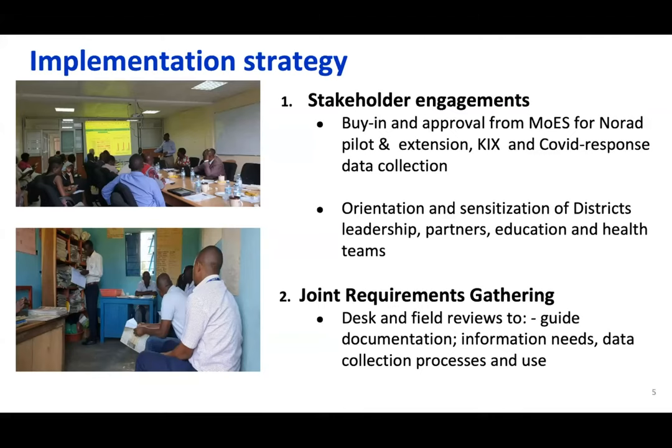We had to study, since most of us were from the health background, how the education EMIS works. This was through reviews of the previous systems, the current system, the data collection, and also going to the field, as you can see from the picture down there, in one of the offices of a primary school, trying to understand how the data is collected, analyzed, and transmitted at the school level. This was done jointly with the Ministry of Education, HISP Uganda, and the partner, Save the Children.